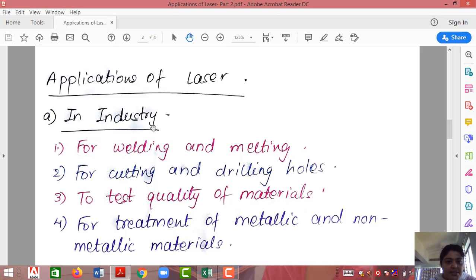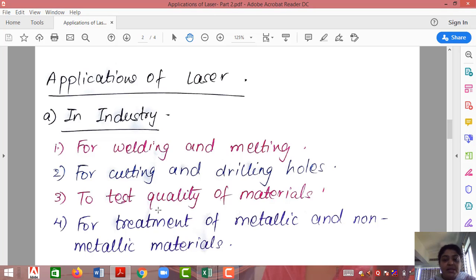So, applications of laser in industry. In industry, we have just seen 2-3 applications in detail. The first one is for welding and melting: for welding two or more metals or alloys, or for melting a certain portion of metal. It is used for cutting and drilling holes. So it is also used in cutting and drilling, as we've just seen above.